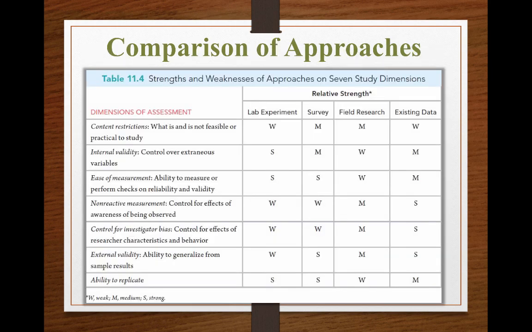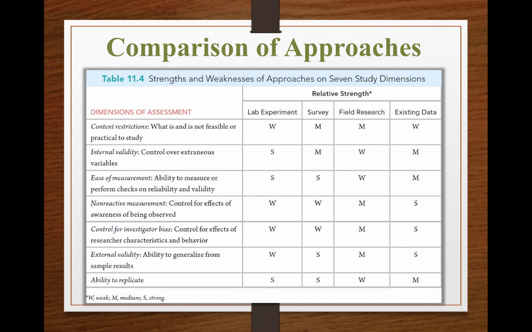So this is just a comparison of approaches, a figure from your book. It shows which methods have strengths, weaknesses, and which are in the middle of that spectrum. So you can see which methods are appropriate to do in mixed method research, so you can limit weaknesses and increase strengths, right?